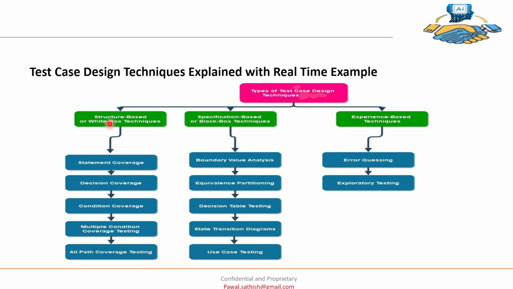Here, if you see, it's divided into 3 types: structure-based or white box testing techniques, specification-based or black box testing techniques, and experience-based techniques. If you go into more detail, under structure-based testing we already covered statement coverage, decision coverage, condition coverage, multiple condition coverage, and path coverage testing. Whereas black box testing includes boundary value analysis, equivalence partitioning, decision table testing, state transition testing, and use case testing. Experience-based testing covers error guessing and exploratory testing.